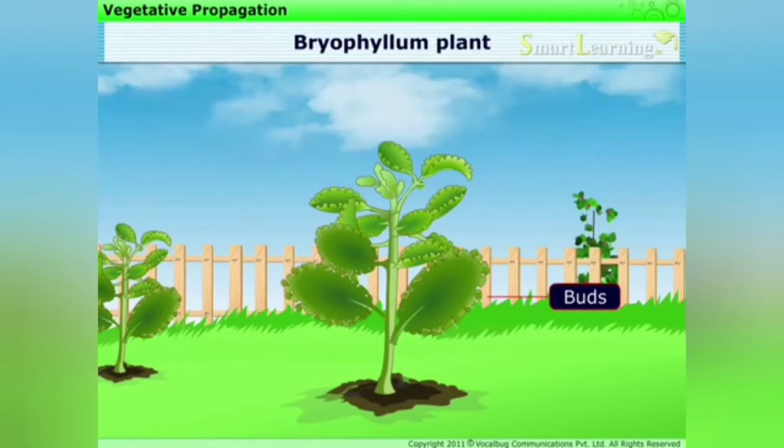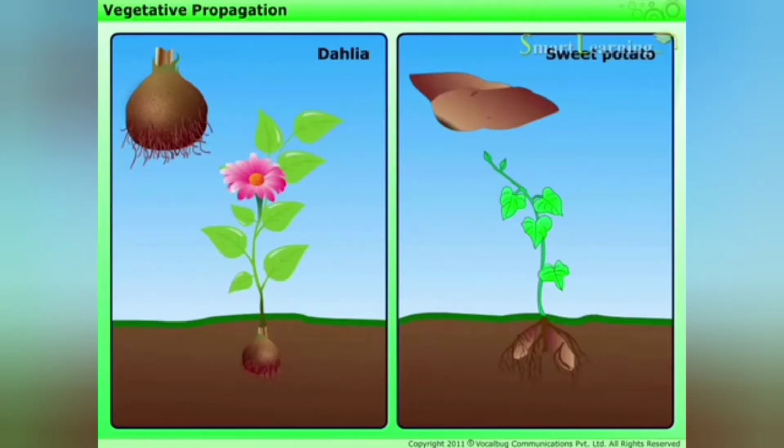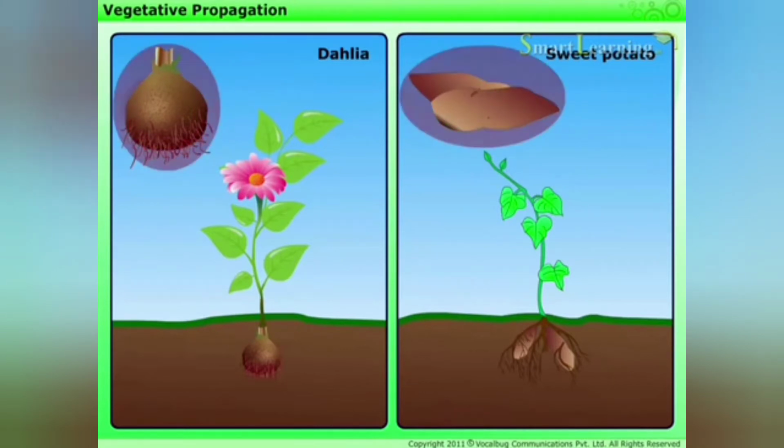Bryophyllum has buds in the margin of the leaves. If a leaf of this plant falls on moist soil, a new plant can grow from each bud. Bryophyllum leaf is an example of vegetative propagation. Dahlia root. The roots of some plants can also give rise to new plants, for example, roots of a dahlia and sweet potato.